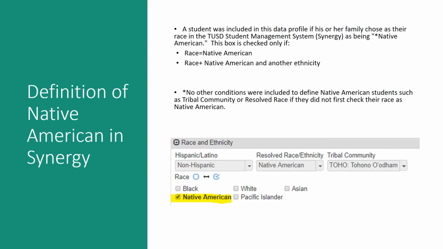A student is included in the Native American data profile if his or her family chose as the student's race in Synergy as being Native American. This box is checked only if the student's race is solely Native American or is Native American and another ethnicity. No other conditions were included to define Native American students, such as tribal community or resolved race, if they did not first check their race as Native American.